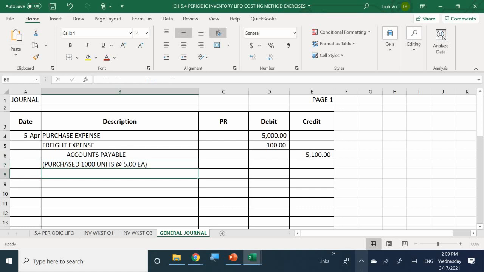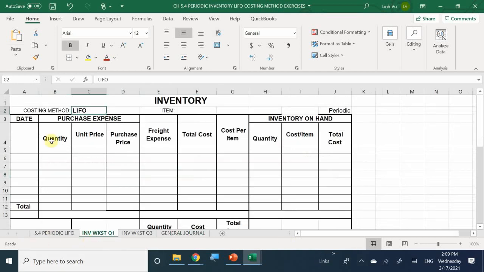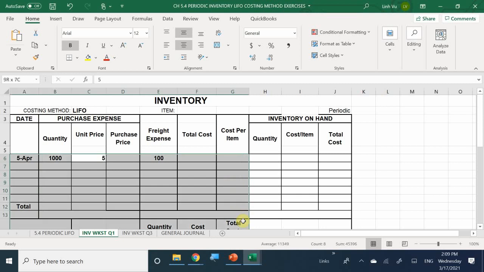All right. Now that I've journalized it, usually second you're going to plug it into your inventory worksheet. So here, inventory worksheet number 1 for question number 1. Date is once again April 5th. We have 1,000 units at $5 each with a freight of $100. So once again, we now have to recalculate our totals here.